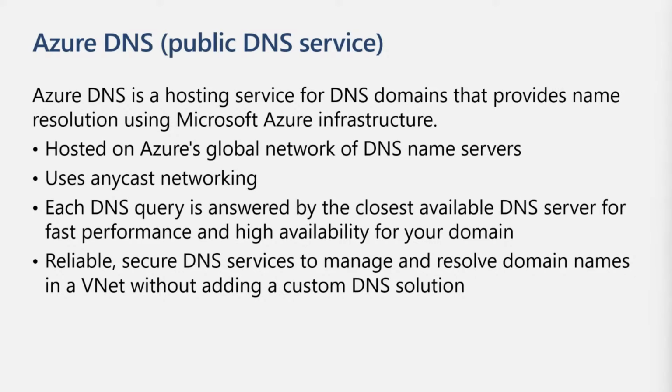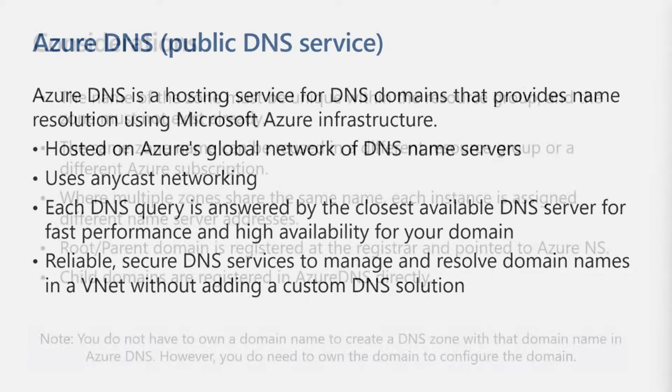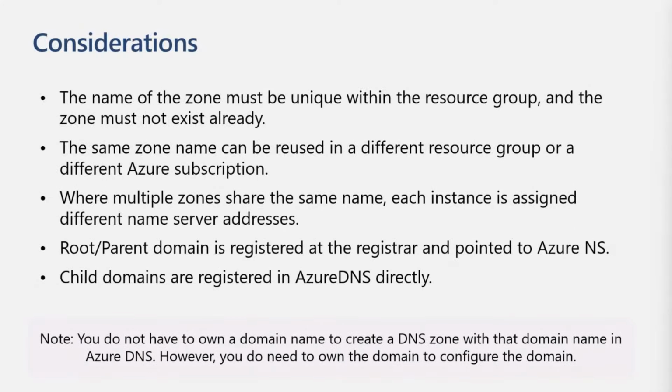And some other considerations you want to think about is what the name of the zone is. It has to be unique within your resource group, and the zone must not exist already. The same zone name can be reused in a different resource group or a different subscription. Where there are multiple zones that share the same name, each instance will be assigned a different name server address. The root parent domain is registered at the registrar level and pointed to the Azure NS, and child domains are registered in Azure DNS directly.